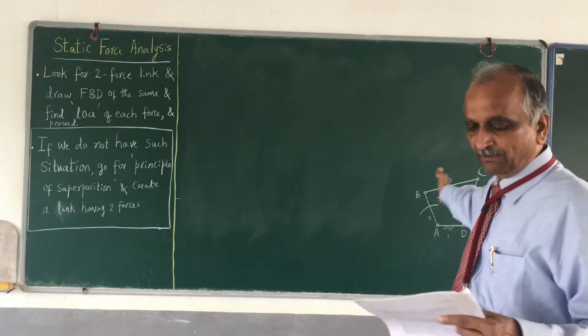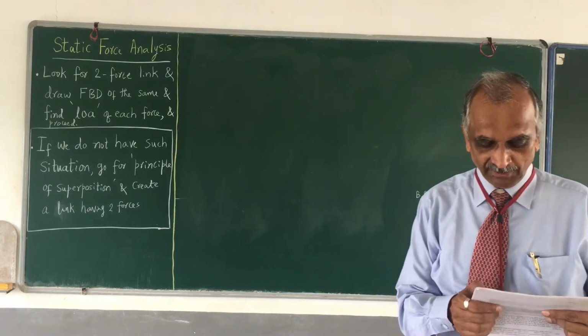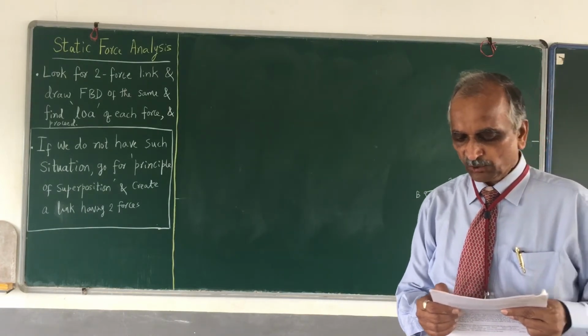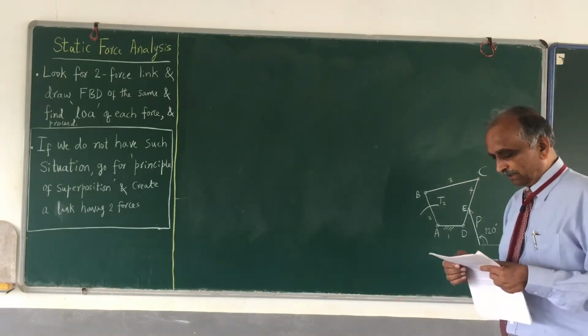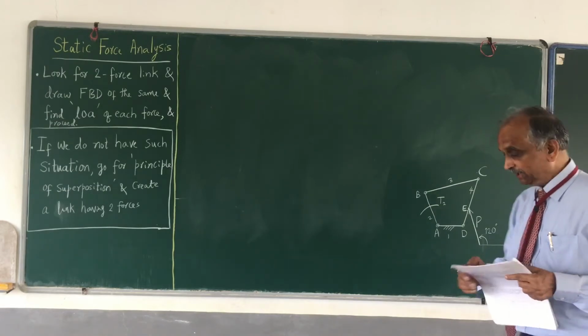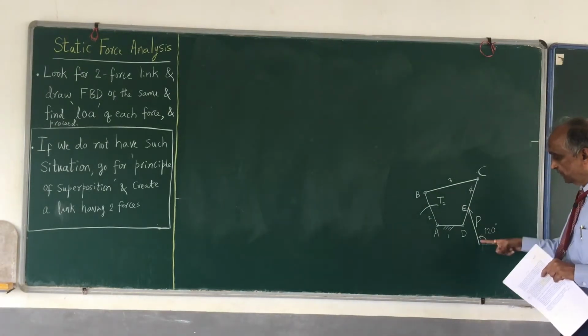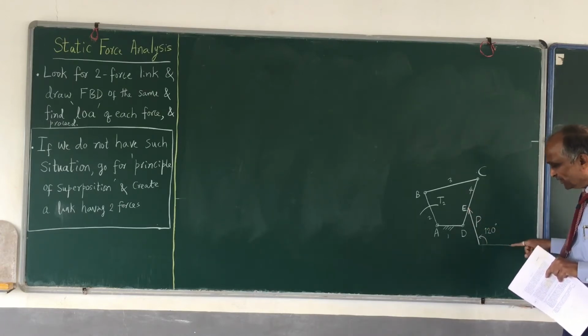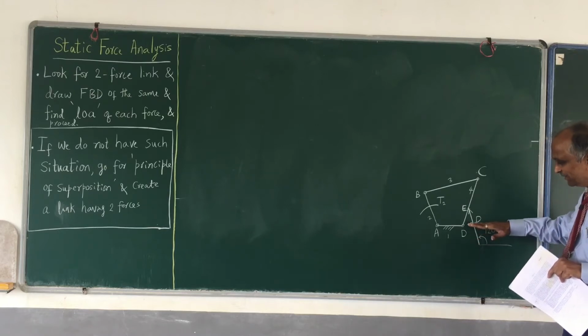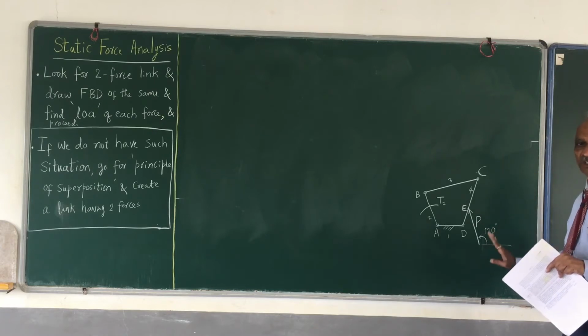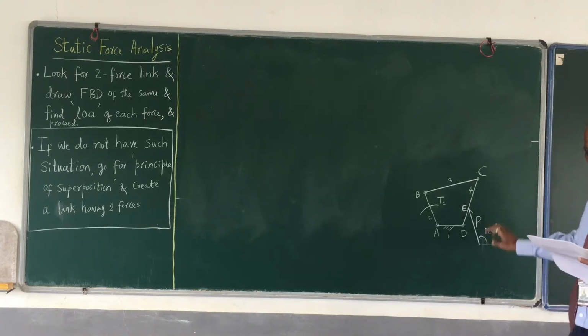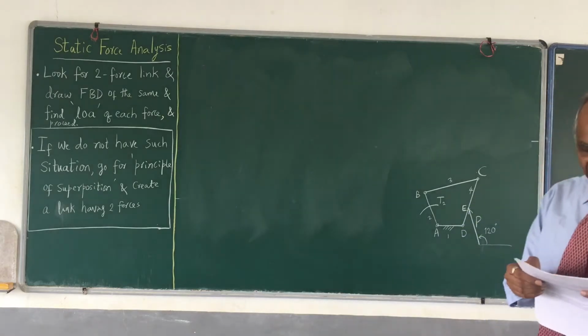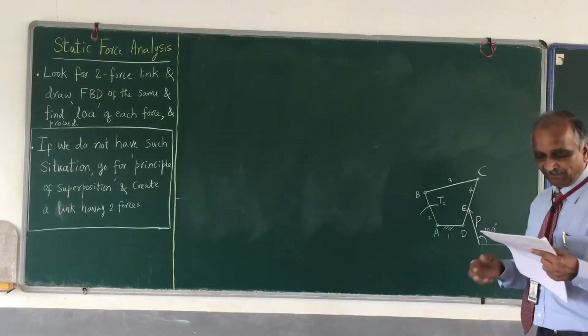A force P equal to 100 Newton at 120 degrees. Please see here, this is the force. This force P passes through point E. If I extend it and draw a horizontal line, which can be drawn anywhere, it doesn't matter, that force makes an angle of 120 degrees. That is the meaning, 120 degrees on link CD. This is link CD.